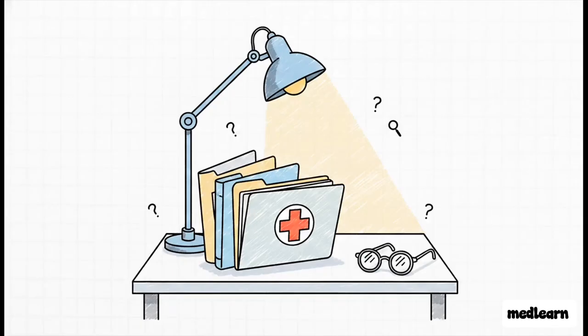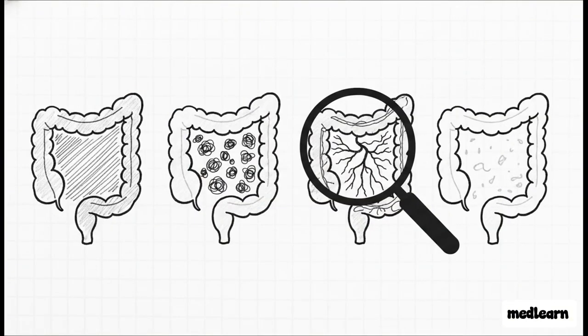With all that evidence mapped out, it's time for the diagnostic lineup. All right, we've got 4 prime suspects for this intestinal damage. Suspect A is ulcerative colitis. Suspect B is intestinal tuberculosis. Suspect C, Crohn's disease. And finally, suspect D is irritable bowel syndrome, or IBS.